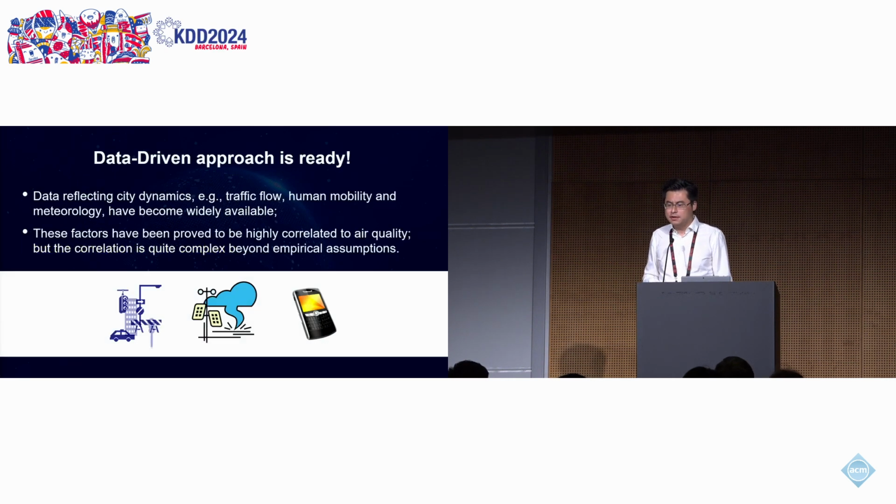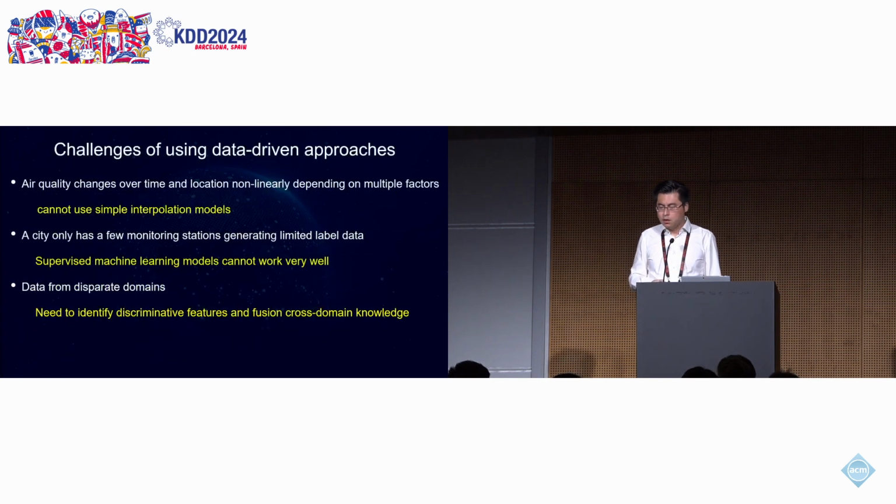And another reason is the data-driven approach is ready, okay? We have a bunch of data observed in the city, reflecting the city dynamics, and they have been proved to be highly correlated to air pollution, for example, meteorology and traffic. But the correlation between the data and air quality is very complex, much more beyond the empirical assumption. So it's time to use a machine learning model to learn the correlation between the data observed and air quality in a city. So then we come up with this data-driven approach.